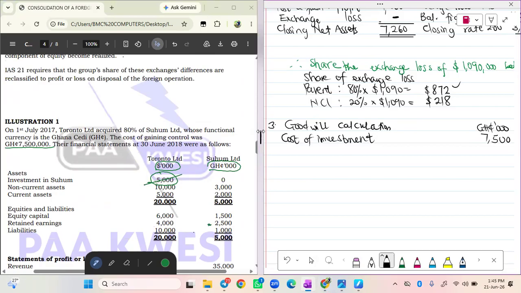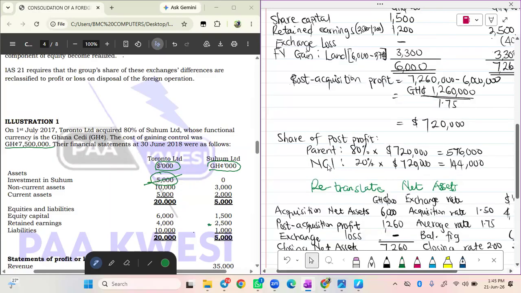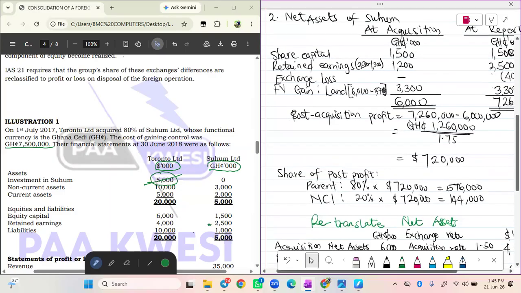Proportionate method. So we will calculate net assets at acquisition. We are saying that at parent proportionate. Remember the proportionate method. So we said parent percentage is 80% multiplied by net asset at acquisition of the subsidiary. That's how it works. 6,000 here at acquisition, 6,000.